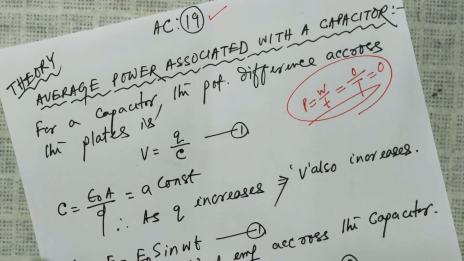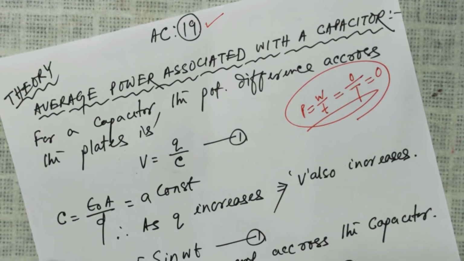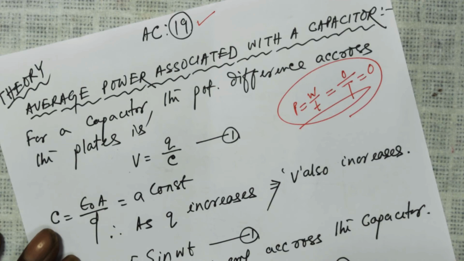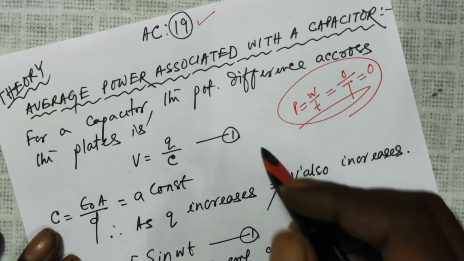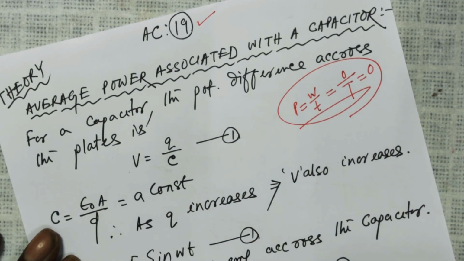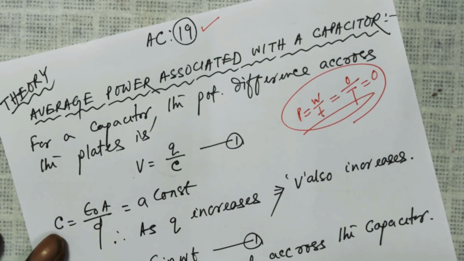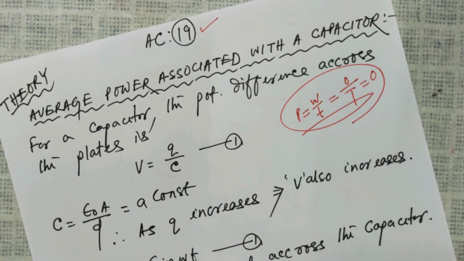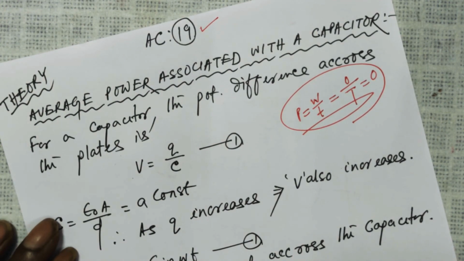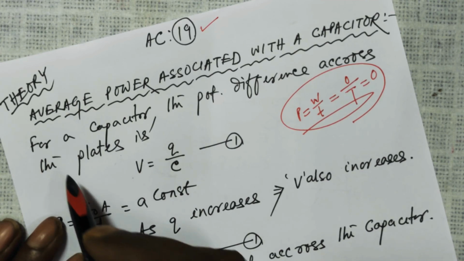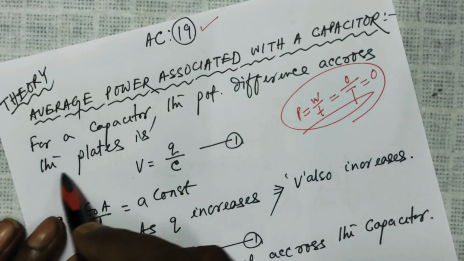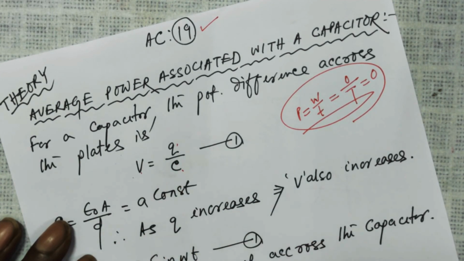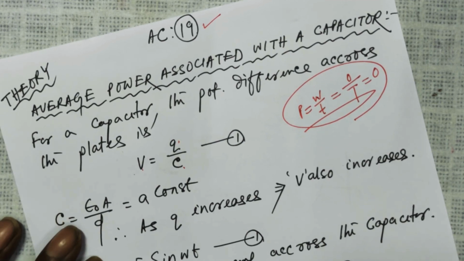I have not drawn a diagram for you. Now things have become simple. After a long understanding of the alternating current chapter, so far we have covered 18 lessons. So things are now pretty clear to you, and you are familiar with the capacitor and how it is charged. For a capacitor, the potential difference across the plates is given by V is equal to Q by C. This is what we learned in electrostatics also.